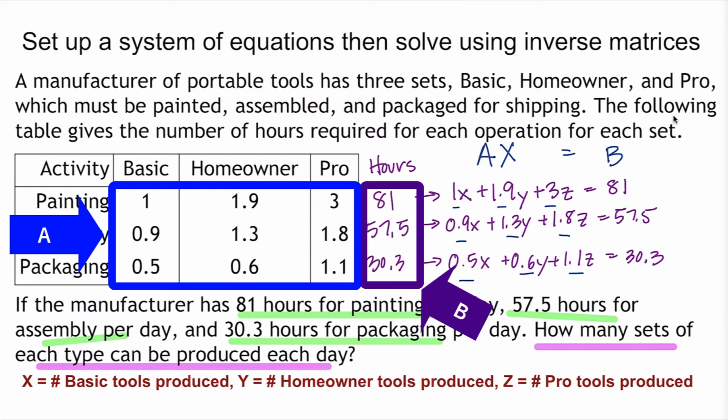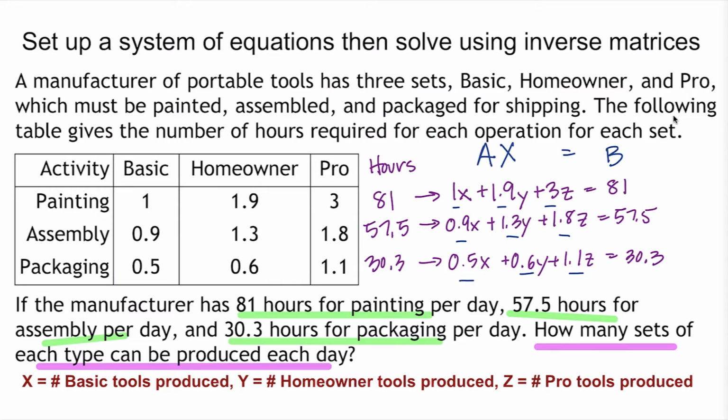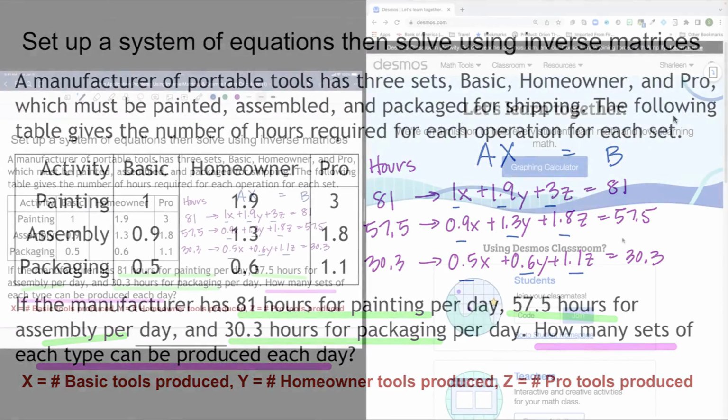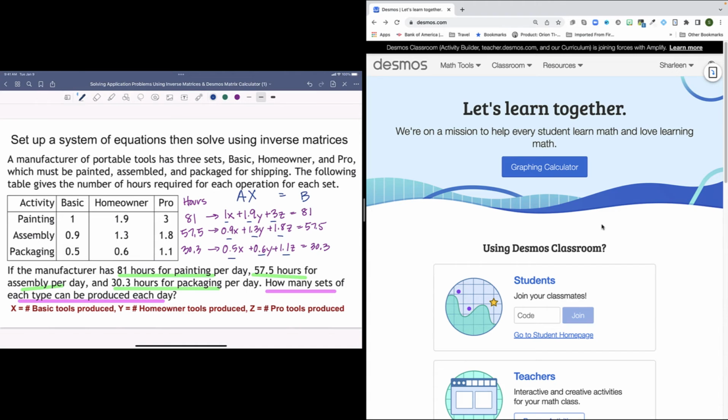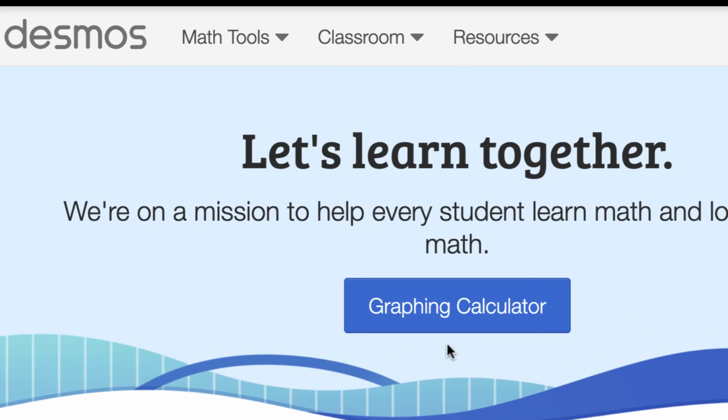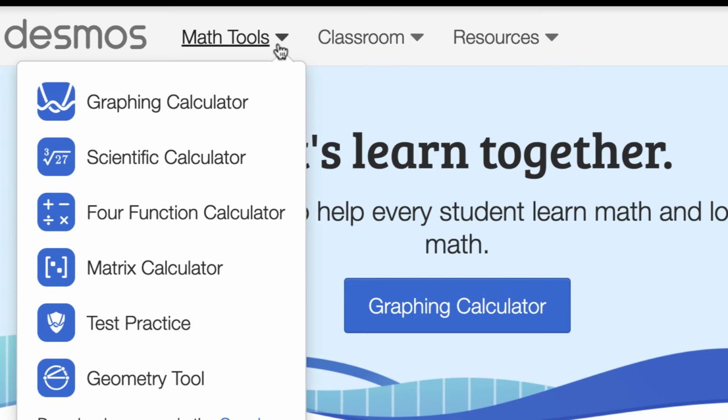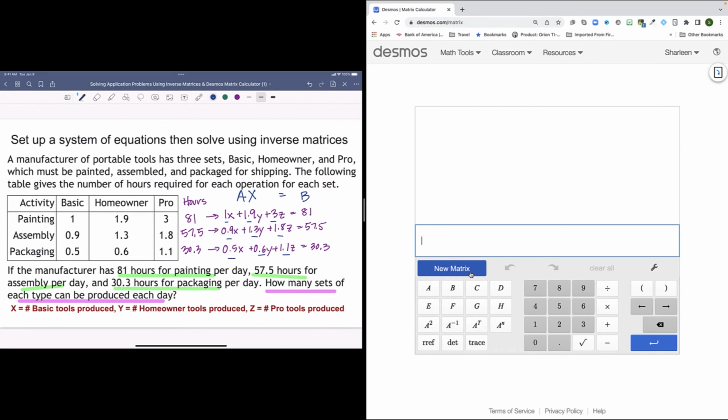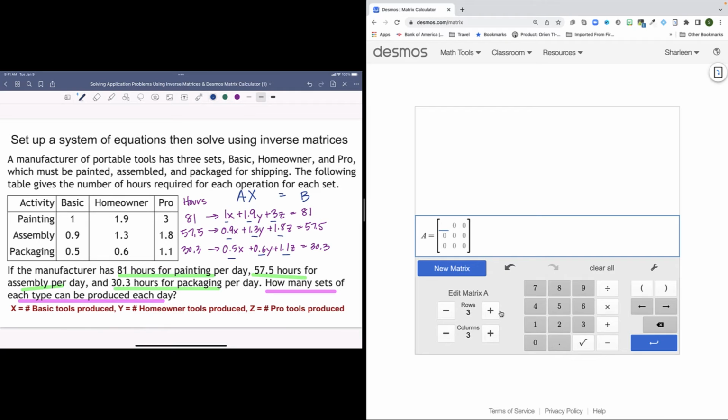Let's go over to the Desmos matrix calculator and enter both the coefficient matrix A and the constant matrix B. When you open Desmos.com, instead of clicking the button to open the graphing calculator, you want to go up to the Math Tools pull-down menu and select Matrix Calculator. Let's click the button to add a new matrix, and we're going to enter our matrix A, which is the coefficient matrix. That's going to be a 3 by 3 matrix. So we need to click the plus button to add both a row and a column. Now it's a 3 by 3 matrix.